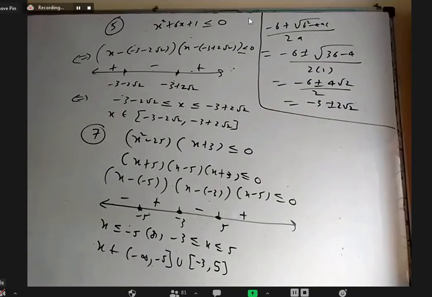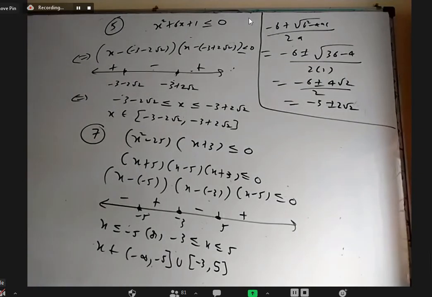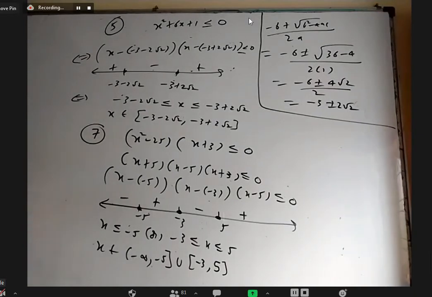Saket, you're able to follow? Yes, sir. Okay. Sandeep, understood this method? Yes, sir. Okay. Okay, Naveen, understood this method? Yes, sir. Okay. Yes, sir. All right.